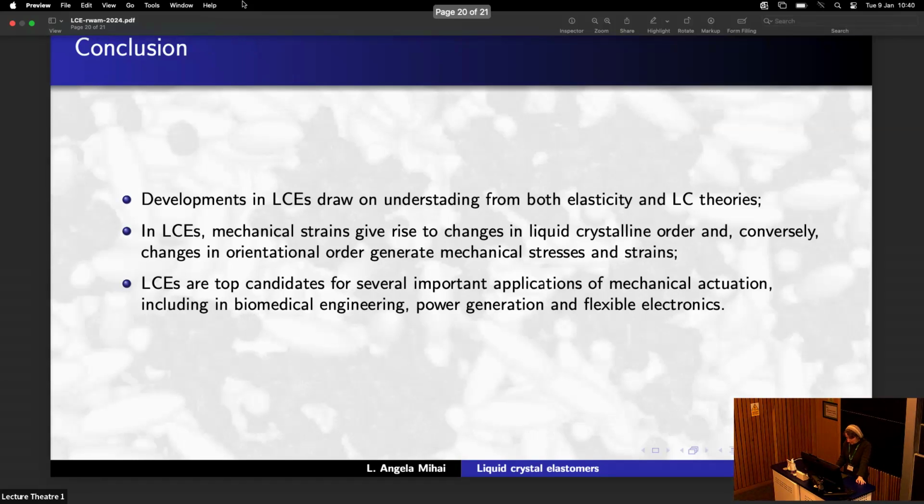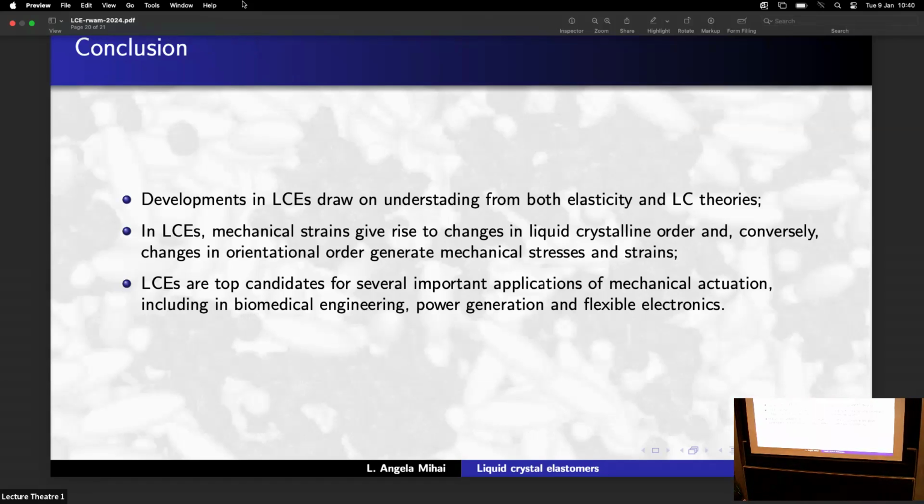Right. So I think I'm going to conclude now, leave some time for discussion. So basically, the conclusion is that the theory of liquid crystal elastomers and the experimental work draw both on expertise in elasticity and liquid crystal fields, and they're mutually dependent. Mechanical energy and response to stimuli are interdependent.